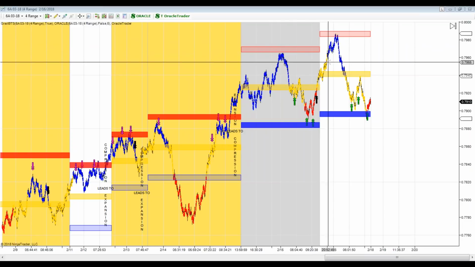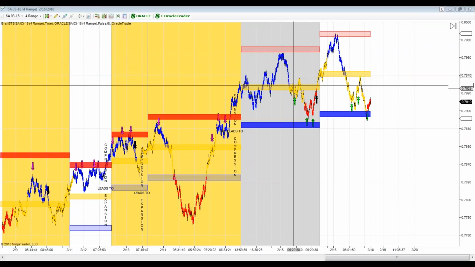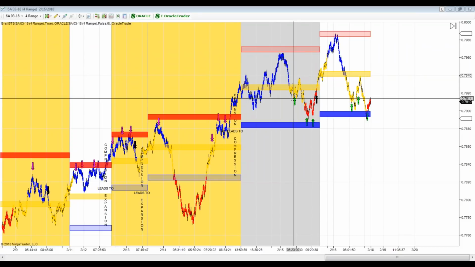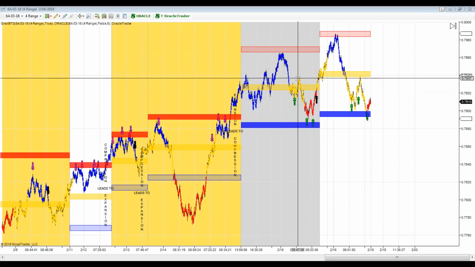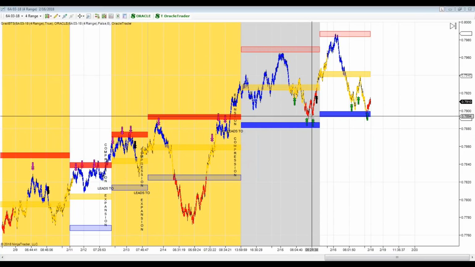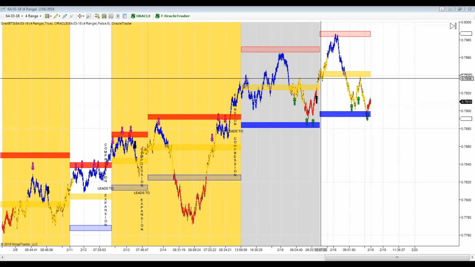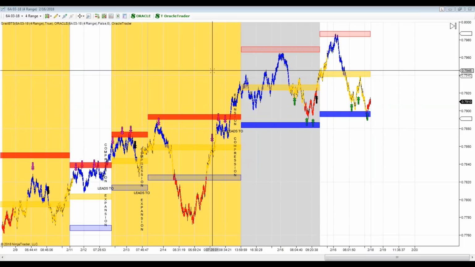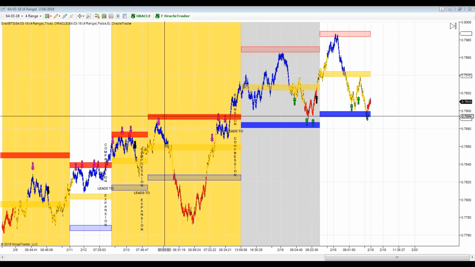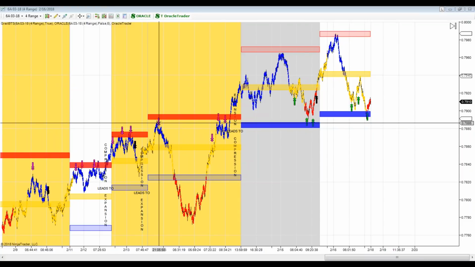Okay, when we moved over to Thursday, we had an initial long entry here for a fairly nice scalp, and then another long entry down here for a nice run. You can see over on Wednesday, our trend was down, so it's looking at taking short trades. We had a beautiful short entry here.